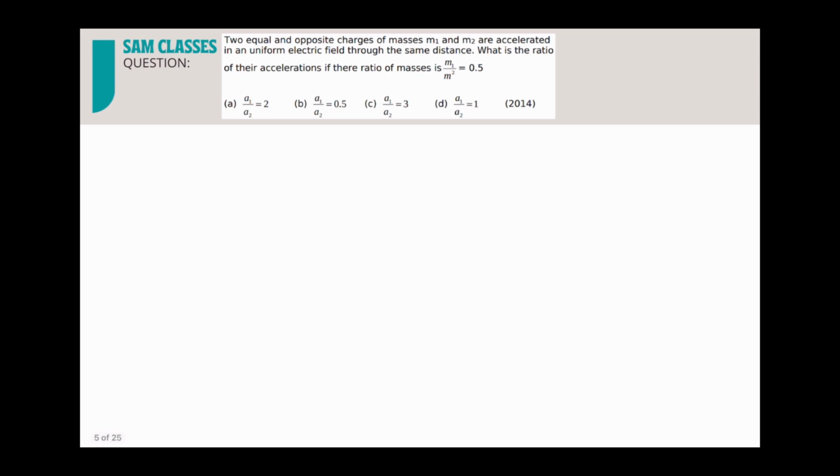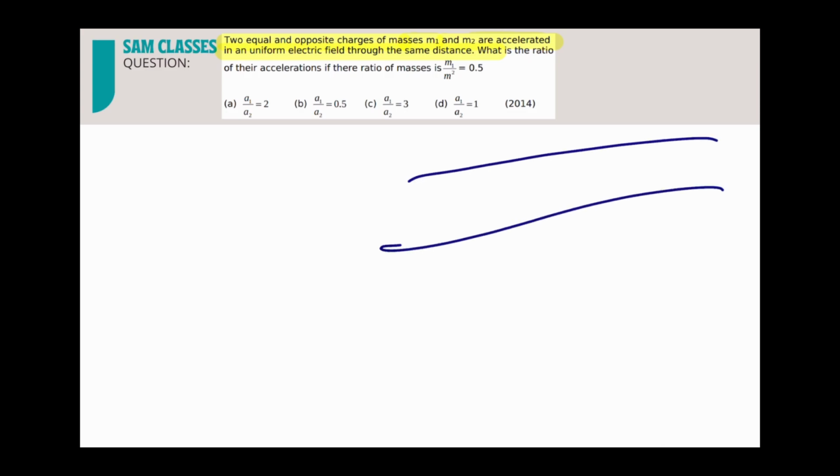The second question is telling us that two equal and opposite charges of masses m1 and m2 are accelerated in a uniform electric field through the same distance. The most important fact to know here is that whenever a charge goes through an electric field, and that electric field is the same, let's say the electric field is E, one charge is Q and the other charge is minus Q.